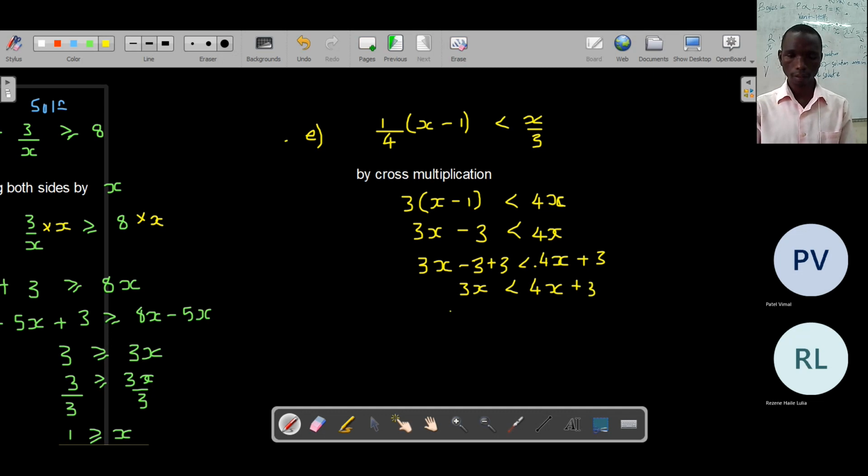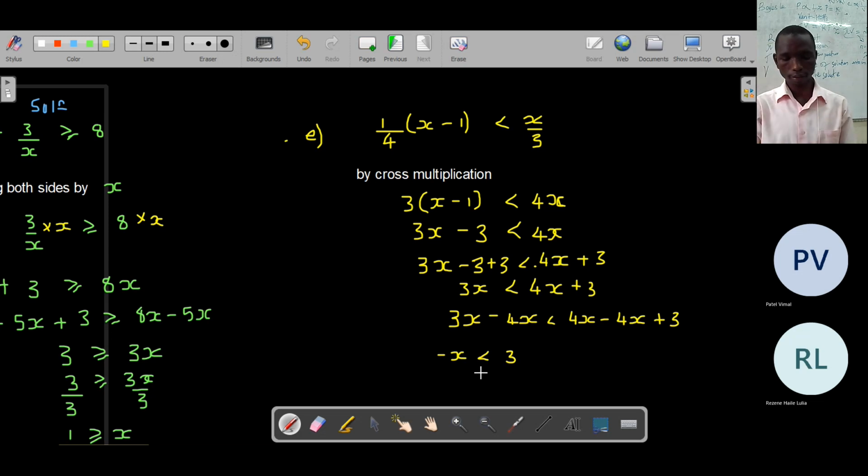So then after that, I can still bring the 4x to this side through subtraction. Minus 4x, and then this will be less than 4x minus 4x, which is 0, plus 3. So this side 3x minus 4x, we get negative x, which will be less than positive 3, which is on the other side.